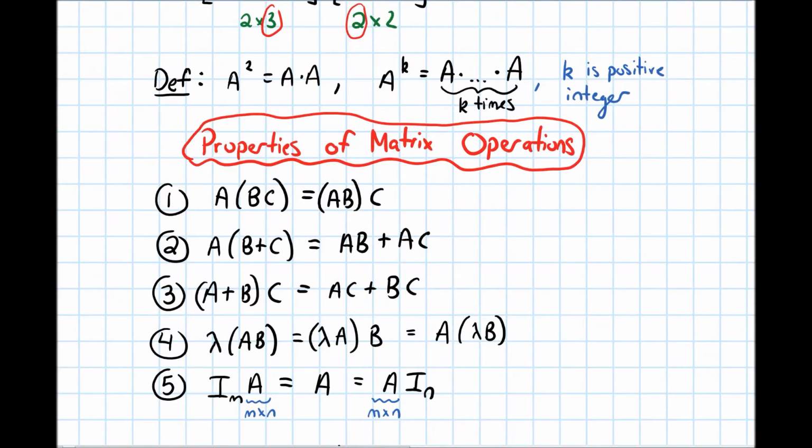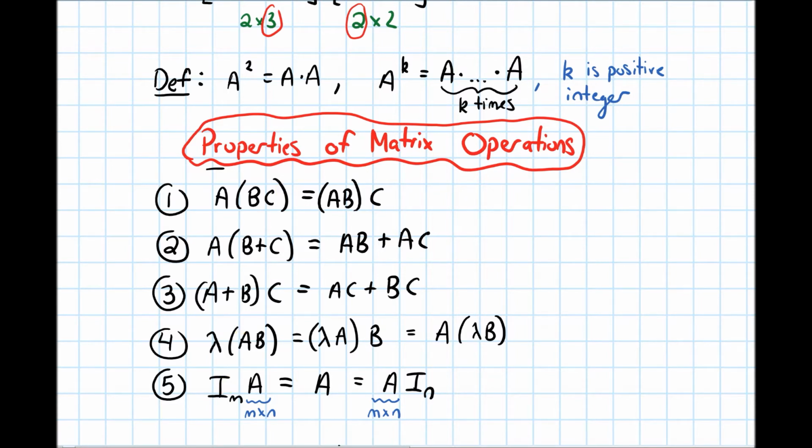In this video, we're going to look at some properties of matrix operations. So I've listed out 5 key properties of matrix operations, and most of these I think are pretty much what we'd expect to happen. Like for example, property 2 says, if you multiply a matrix A times B plus C, multiplying by A sort of distributes, and I get A times B plus A times C. Okay, so most of these I think are kind of what we'd expect to happen.